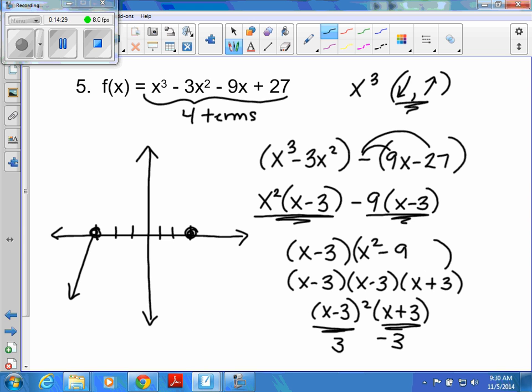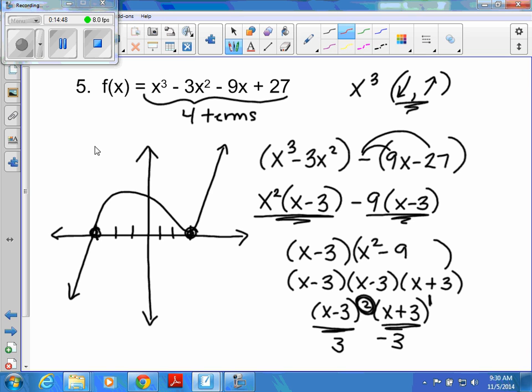And at negative 3, I'm going to go through. Why am I going to go through? Because it's an odd power. But when I hit the 3, I'm going to bounce off and go back up. Why am I bouncing off? I'm circling this 2 down here. It's an even power.